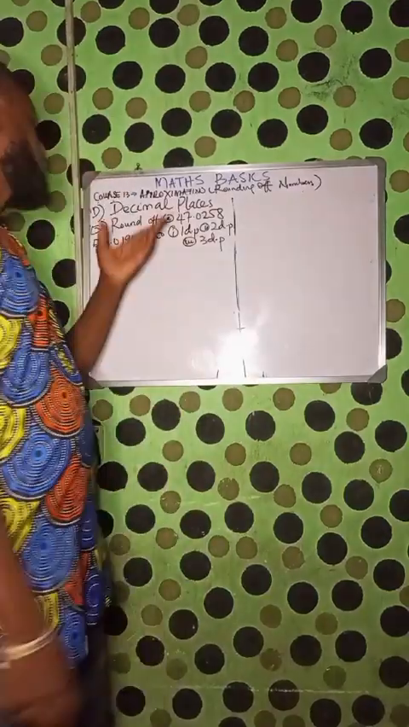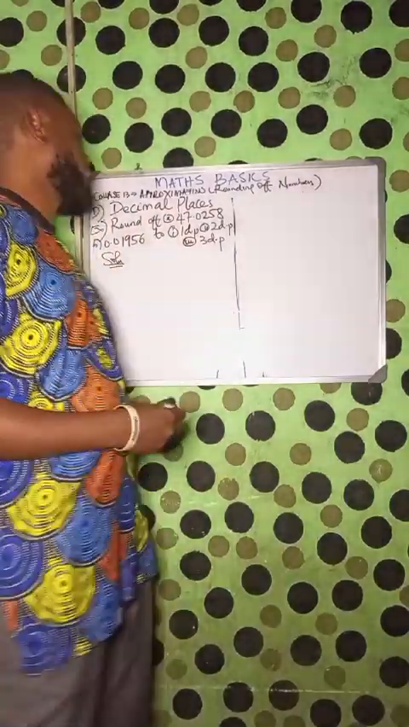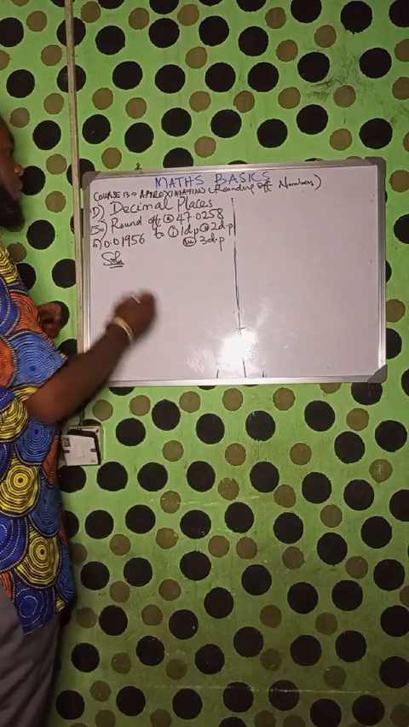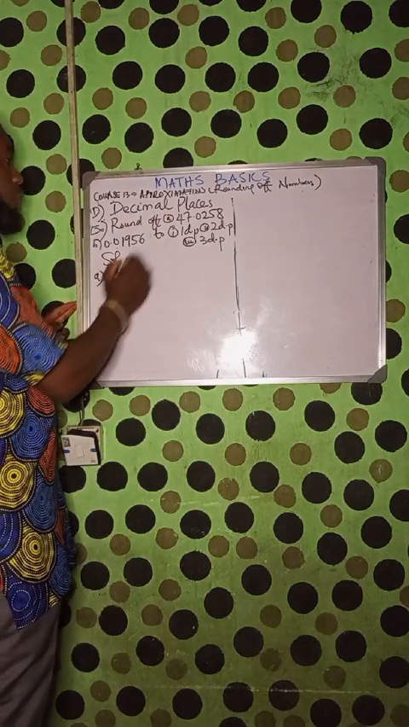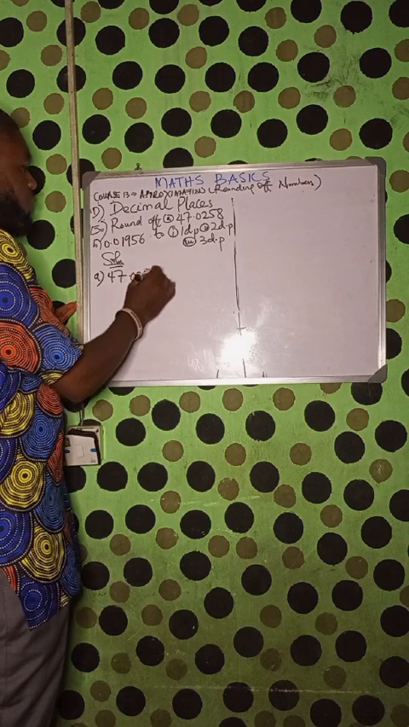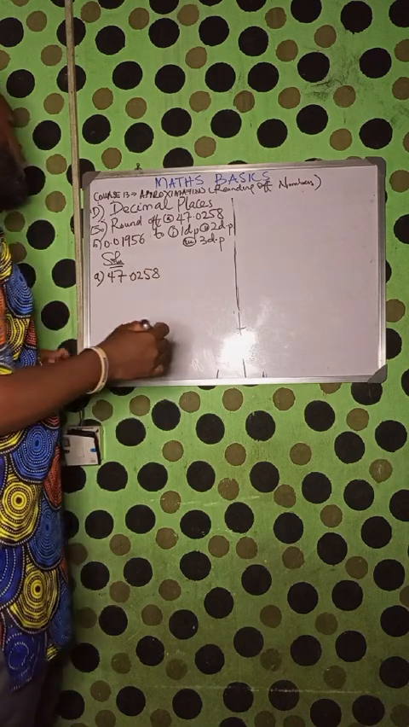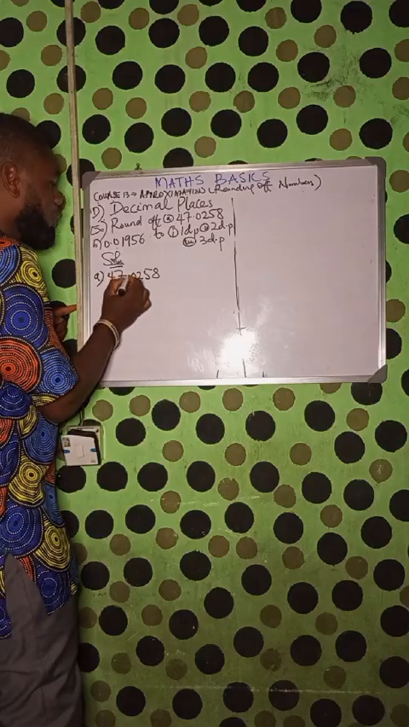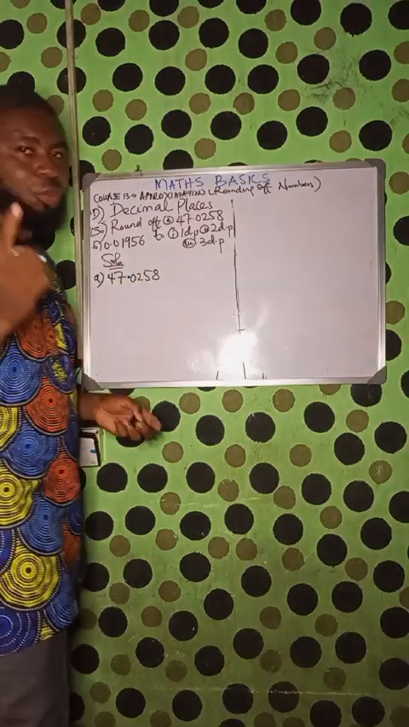All right. Now we're talking about decimal places. Now, rounding off numbers to decimal places. My first question here is 47.2058. Now, in decimal places, this zero after the decimal point is important.